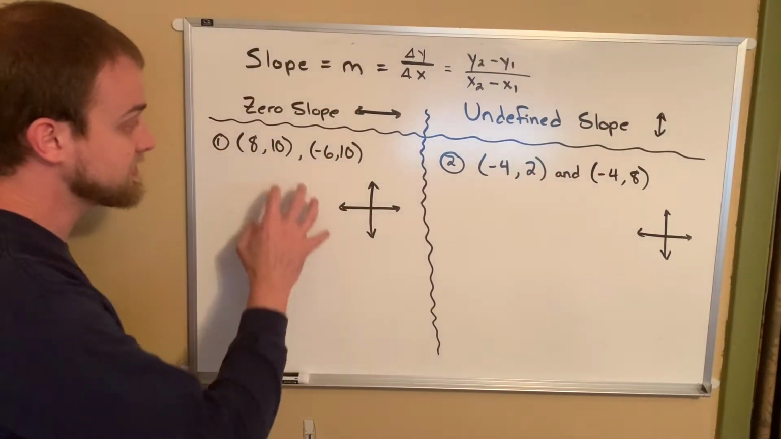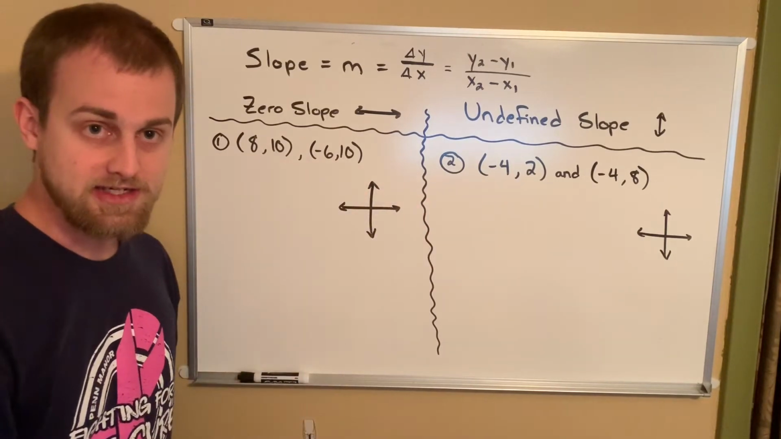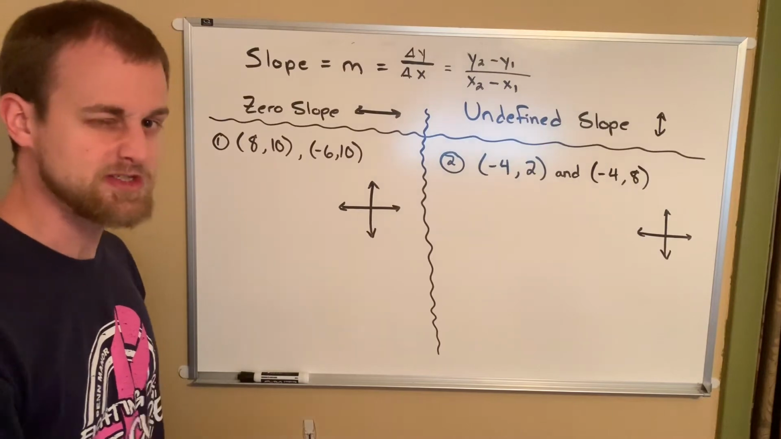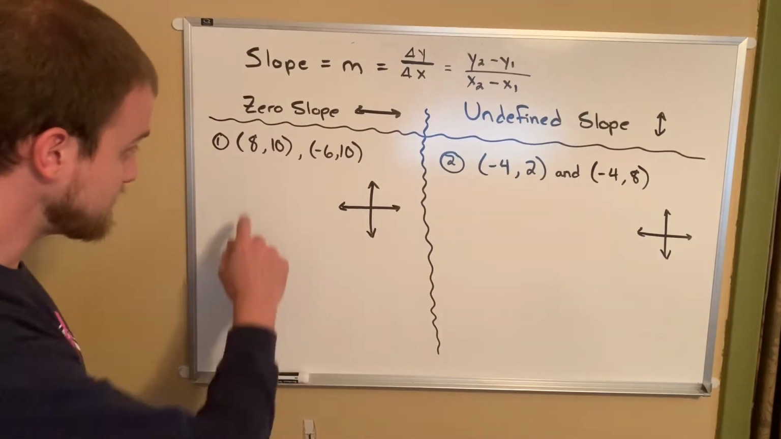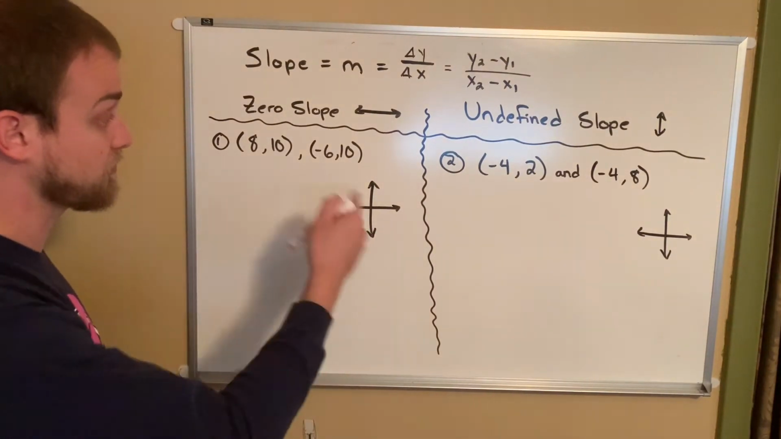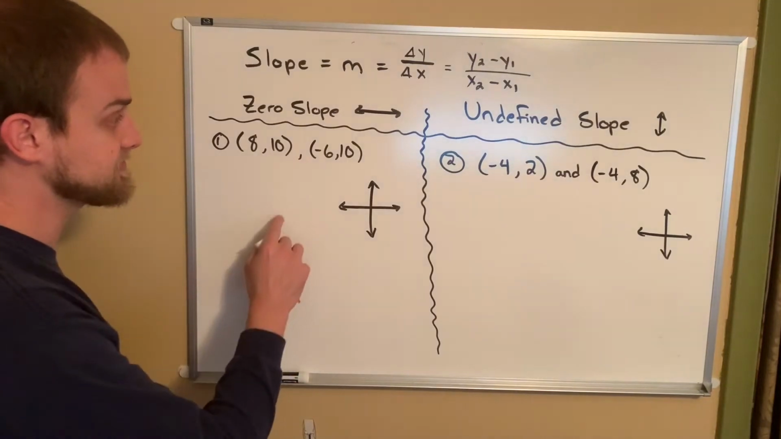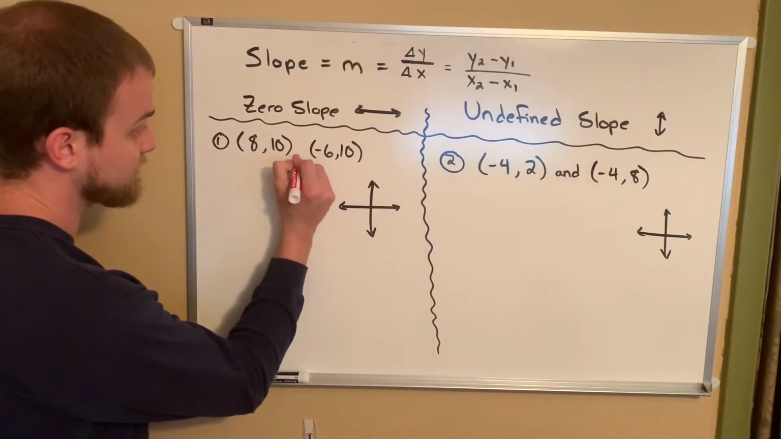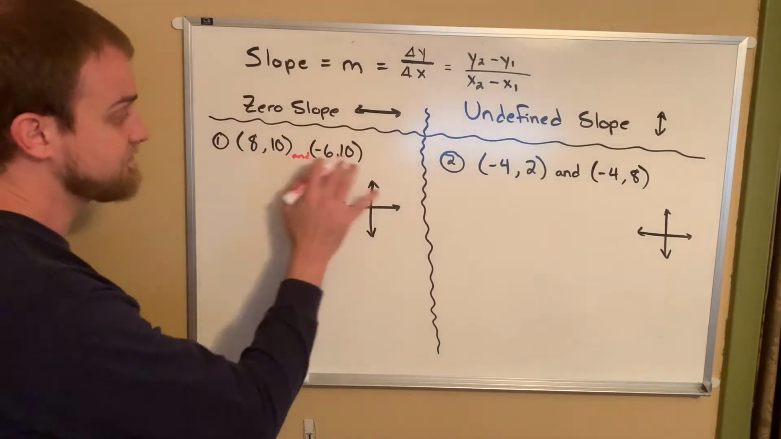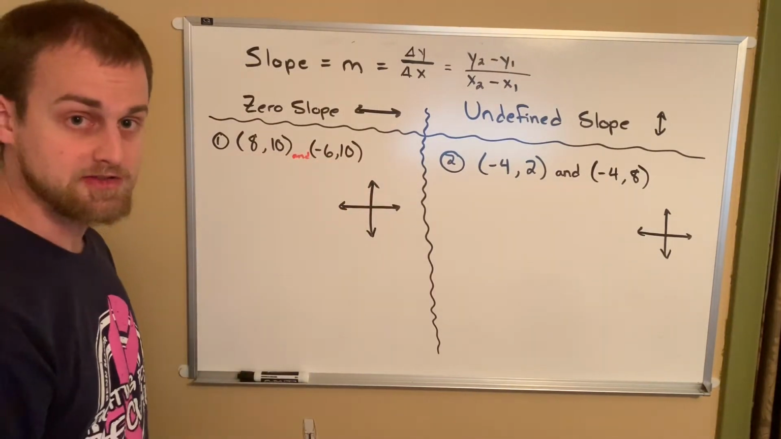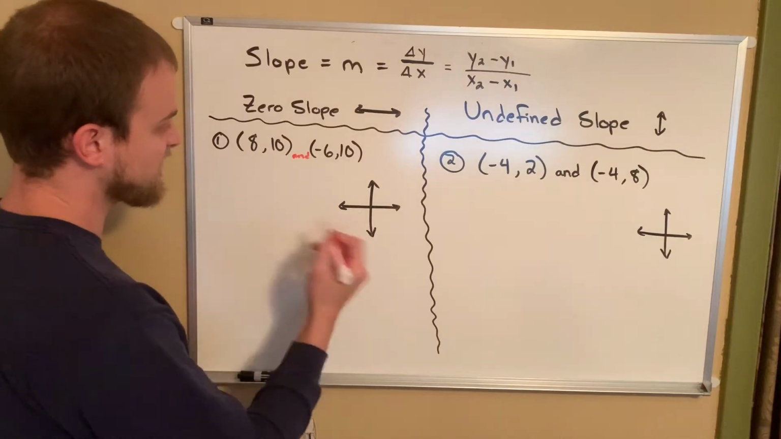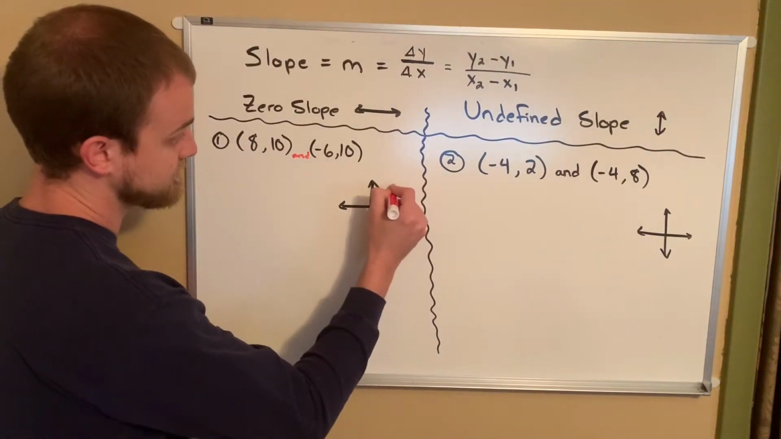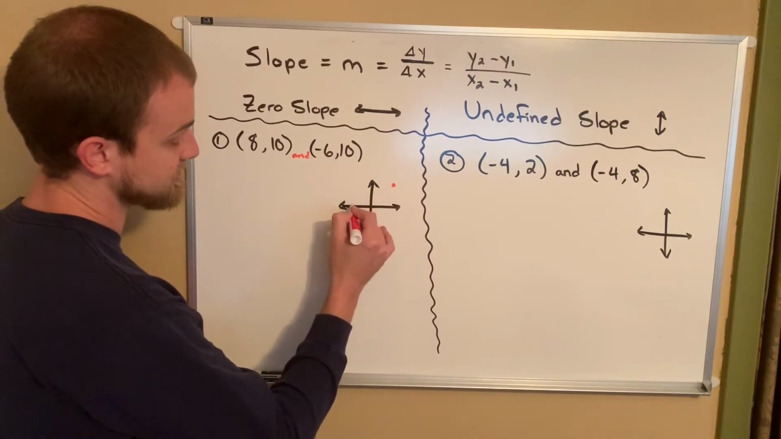What I wanted to do is, what does this look like numerically? How do I know that I have a zero answer or an undefined answer? And what's the difference between the two? Before we get started here, I want to graph my two ordered pairs. I want to find the slope between these two ordered pairs. But before I do that, let's graph them, just roughly. Let's go over 8 to the right and up 10. And let's go -6 to the left and up 10.